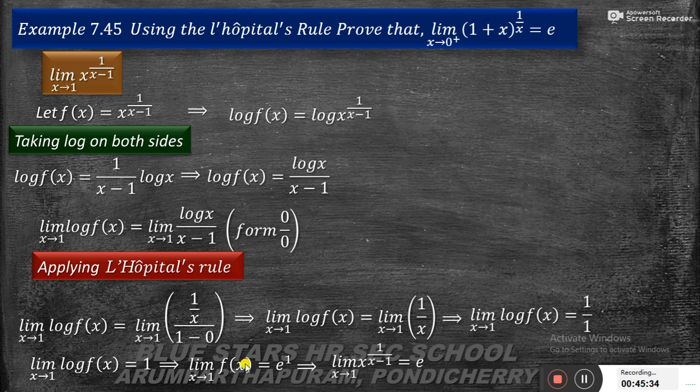Log of f of x equal to 1 means limit x tends to 1 f of x equal to e. I substitute the f of x equation, f of x equal to x power 1 by x minus 1, so limit x tends to 1 x power 1 by x minus 1 equal to e. This is the answer for our given limit. Therefore limit x tends to 1 x power 1 by x minus 1 equal to e. We complete the class.